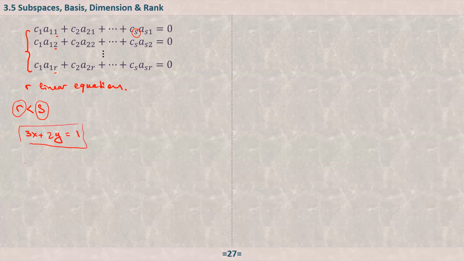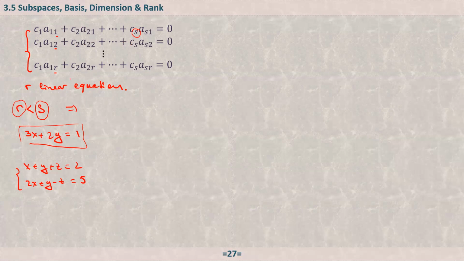Or we have something like this: x plus y plus z is equal to 2, and 2x plus y minus z is equal to 5. Here we have three variables and two equations, and also we know that it has infinitely many solutions. And here we have this case too: R equations and S variables, right? C1, C2, and CS, S variables. This forces the homogeneous system to have infinitely many solutions.